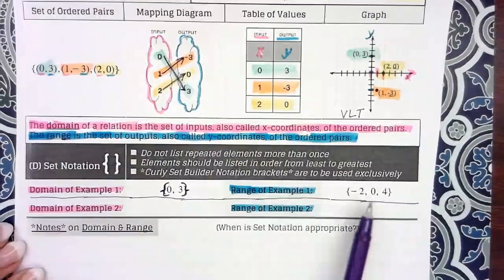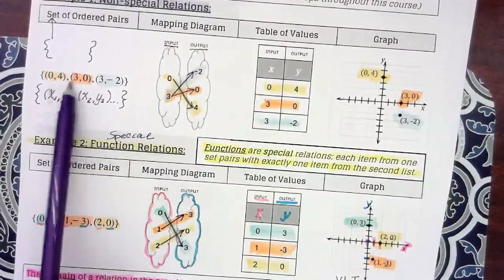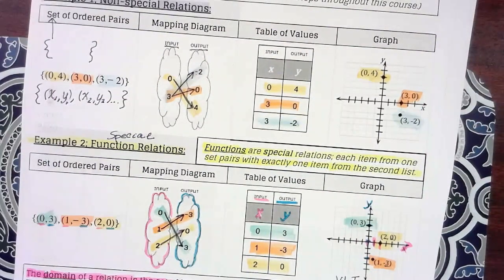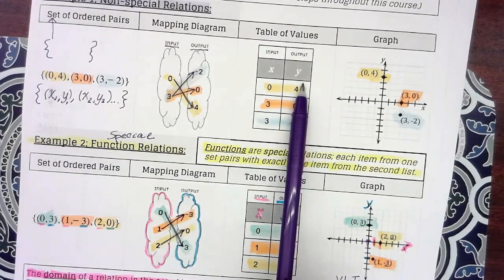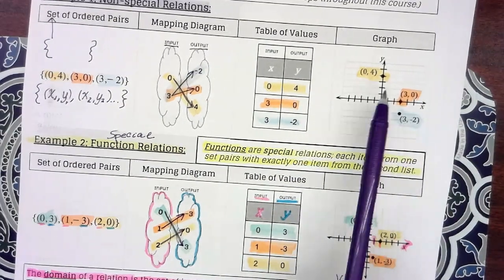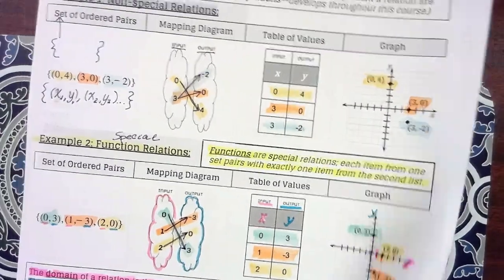The range of example 1, I have -2, 0, 4. Here, 4, 0, -2. Not in order, but I got it in order down there. -2, 0, 4. The y values, okay?